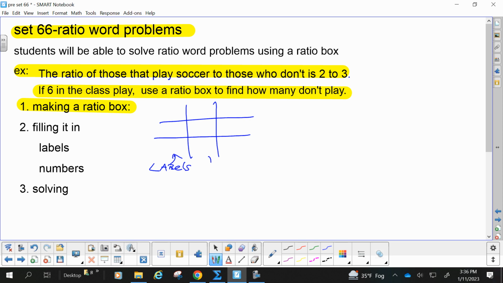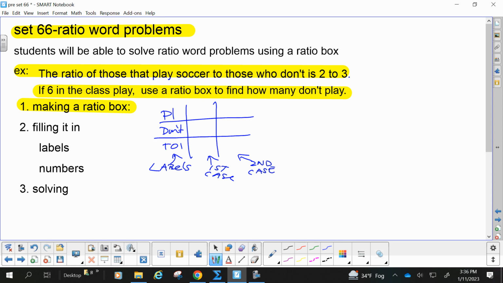The second column is, in this case, we'll call it the first case. And the second column is a second case. I don't know why I didn't put those up at the top, which is where they should have been. That's okay. All right. So in this case, we have, what two groups are we talking about? Those that play and those that don't.